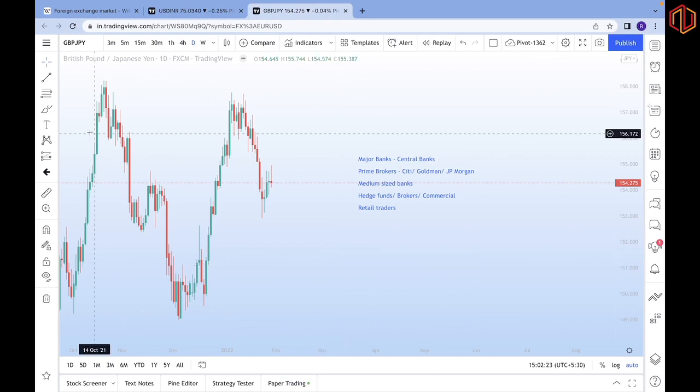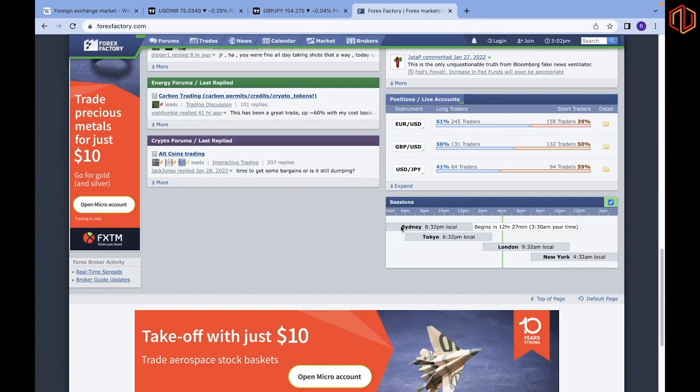Since this market is for everyone, major central banks across the globe, if you come onto this particular site here, it very clearly shows how the forex is a 24-hour market. You see here. Now today is a Sunday. Tomorrow morning at 3:30 a.m. my time, the trading is going to start from Sydney, Australia.